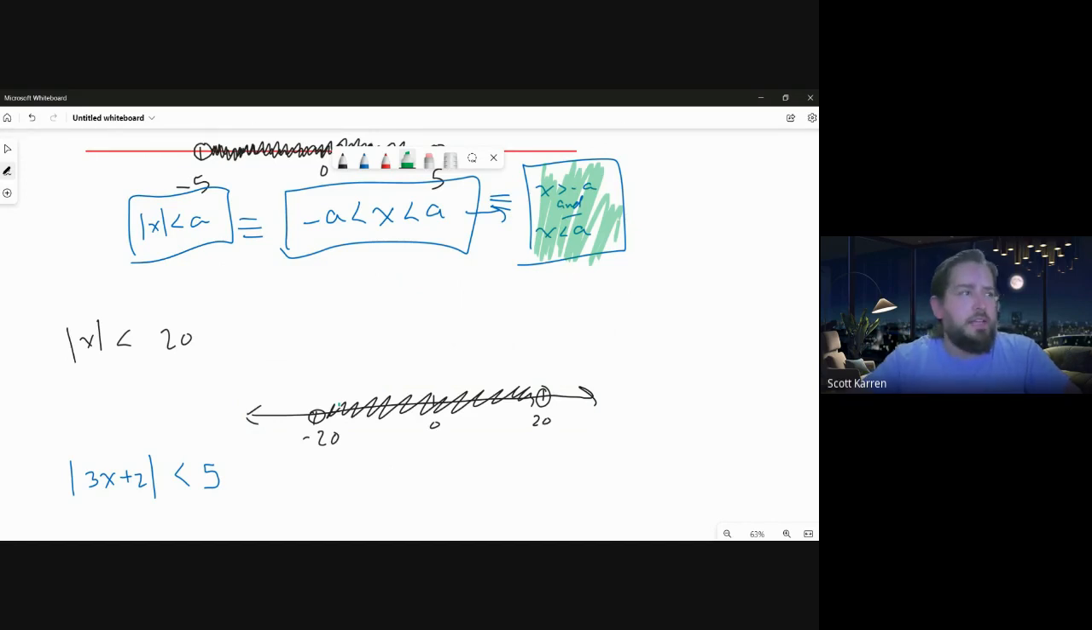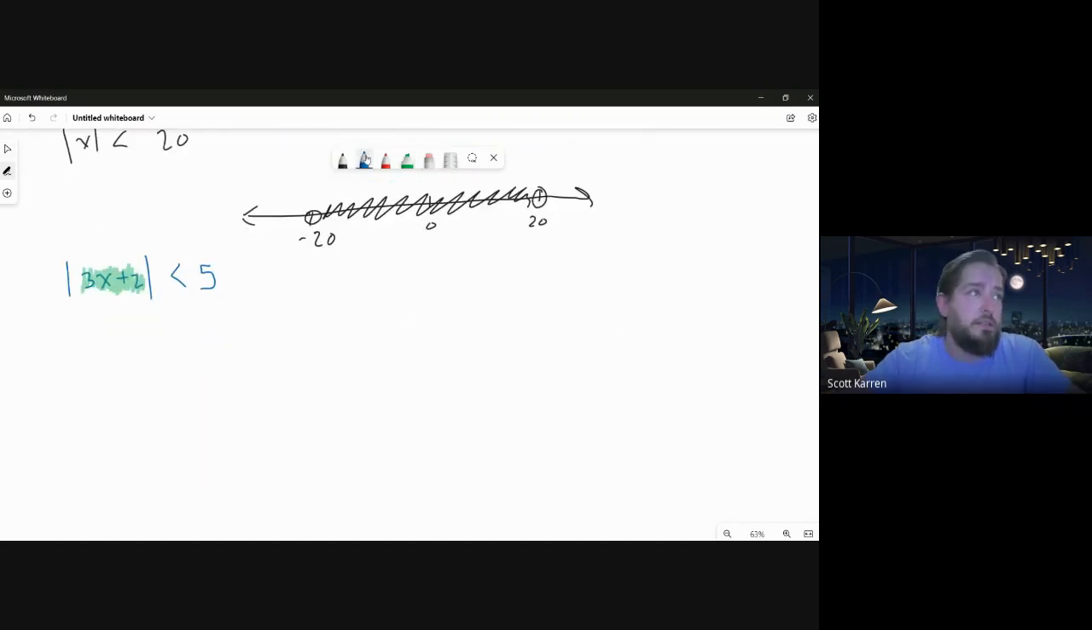And so that means whatever's inside the absolute value, in this case 3x plus 2, is either greater than negative 5 or less than 5. So I get these two inequalities here. This turns into 3x plus 2 is greater than negative 5, not or, but and, 3x plus 2 is less than positive 5.